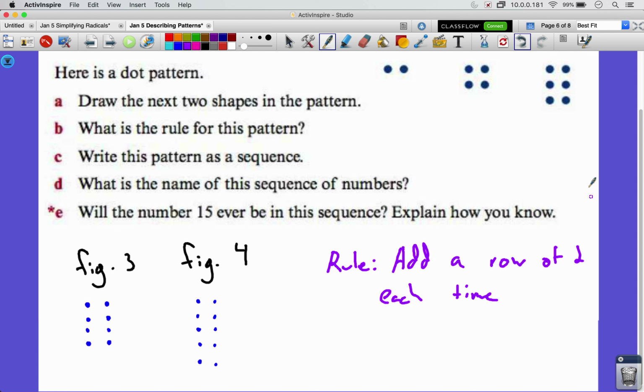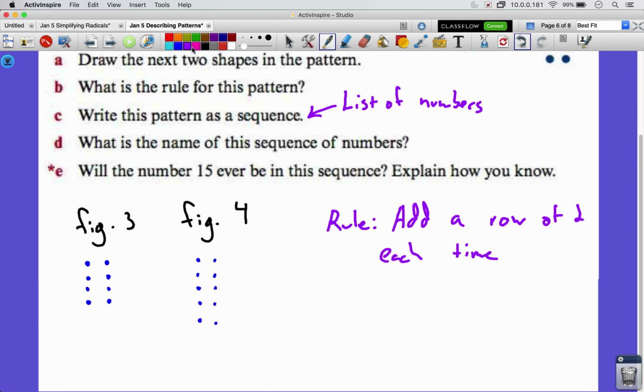Write this pattern as a sequence. So here's another vocab word. A sequence is a list of numbers. So we're going to boil down this dot pattern into just a list of numbers, which means we're going to lose information about the rows and columns and just keep the information about the number of dots. So here's our sequence. It goes 2, 4, 6, 8, 10. I'm just counting up the number of dots in each figure.